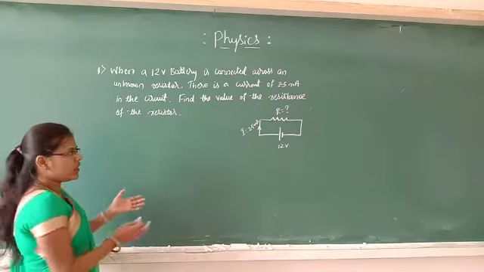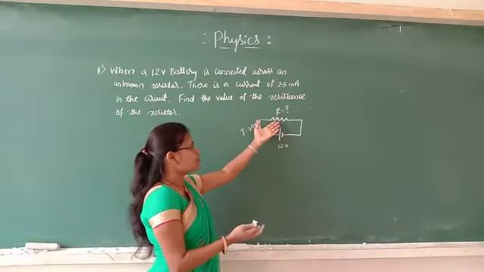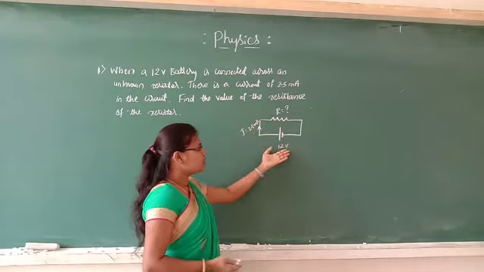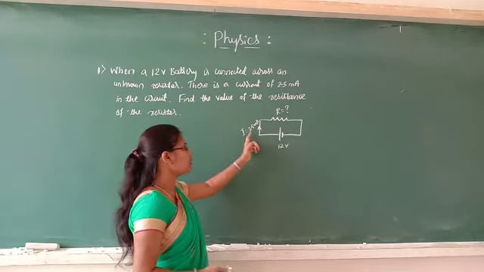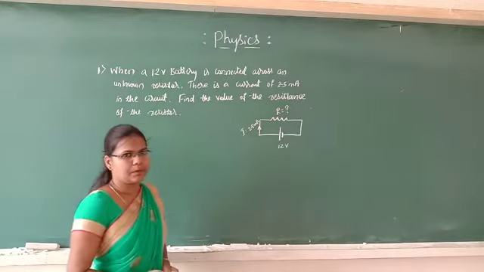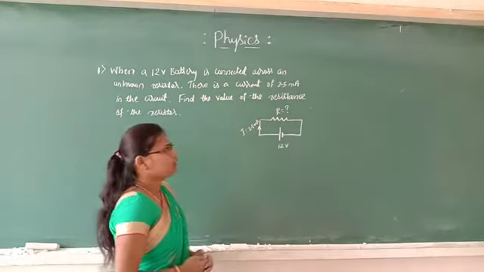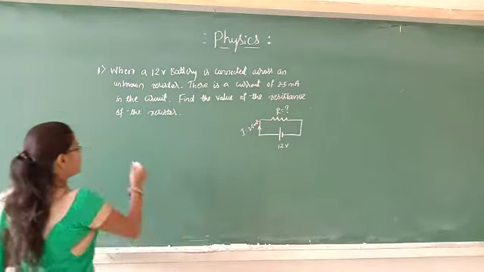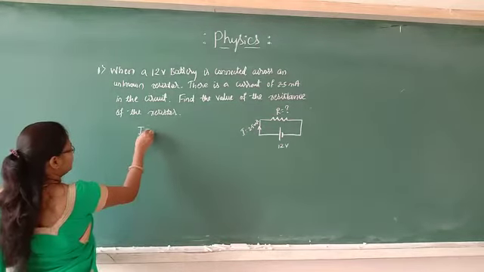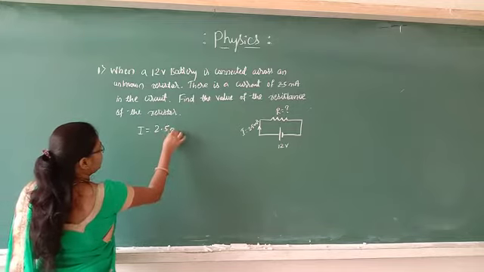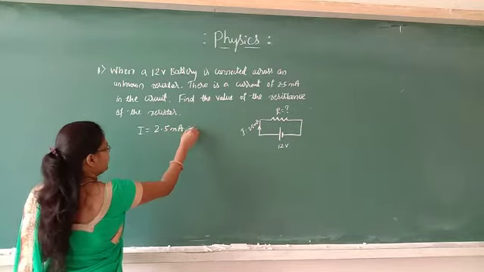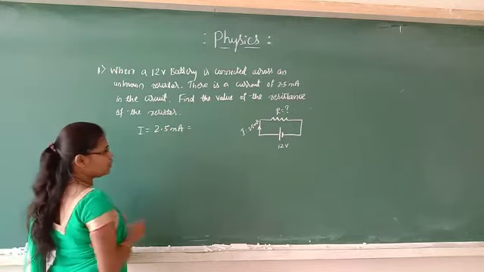Okay, so in this case we don't know the value of resistance, but when 12 volt is applied to a circuit, the current flowing through the circuit is 2.5 milliampere. Then we have to calculate the resistance. Okay, so first we should write the given quantities. So I is equal to 2.5 milliampere. So we have to convert milliampere into ampere.